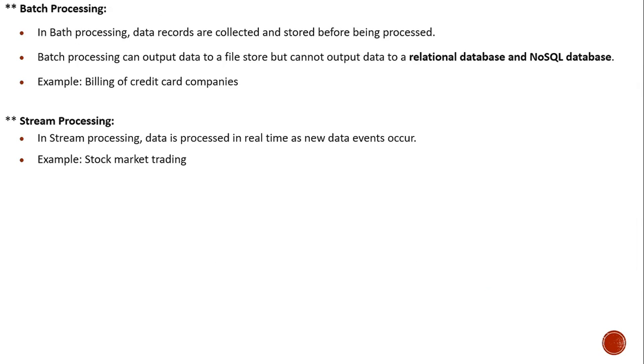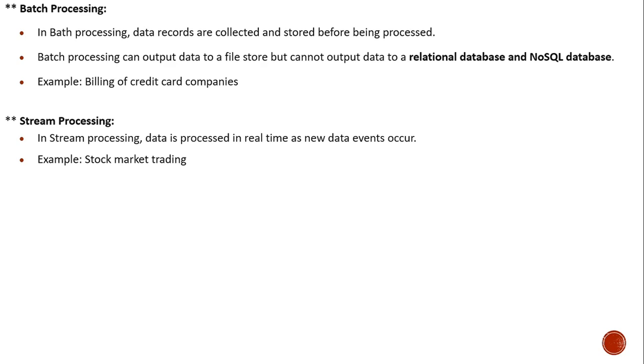In batch processing, the data records are collected and stored before being processed. And batch processing can output data to a file store but cannot output data to a relational database or NoSQL database. I have put this line over here because this has come up previously in the exams. So it is also important to know whether it is able to store the data in files or not. The example for this is billing of credit card companies. It happens in batches monthly.